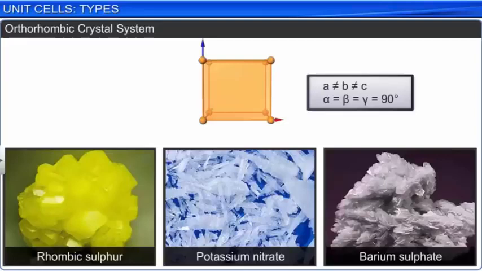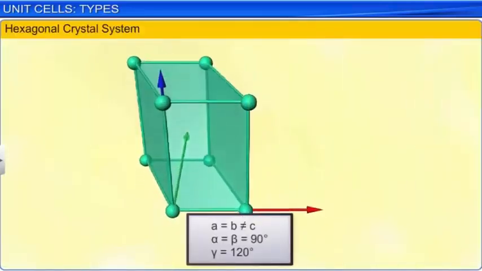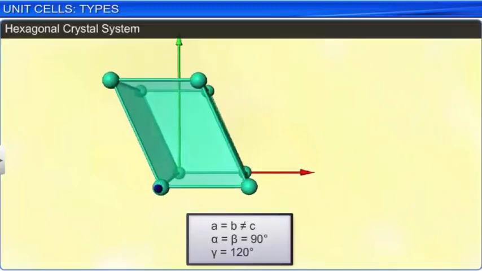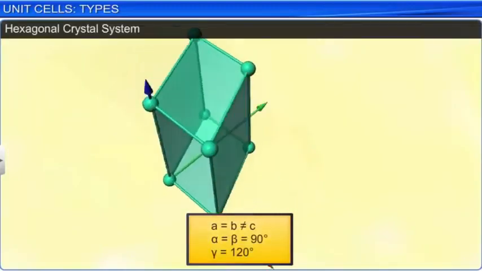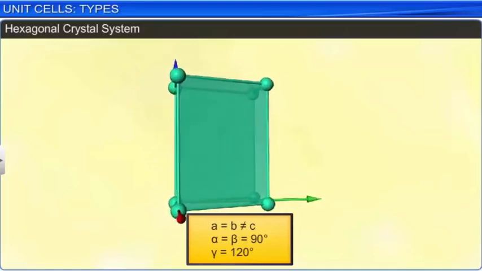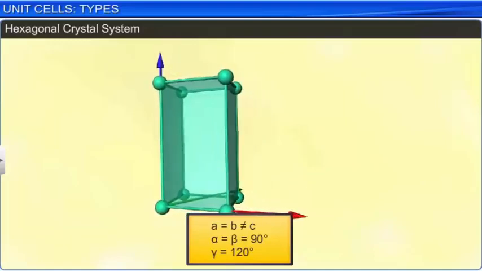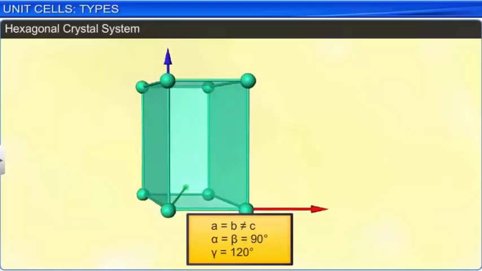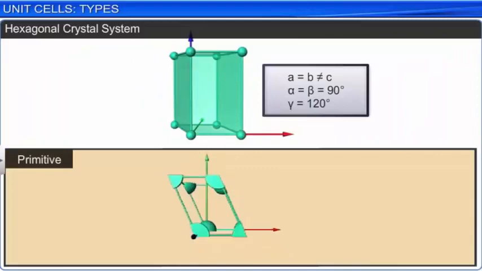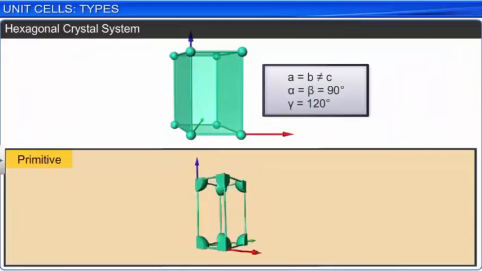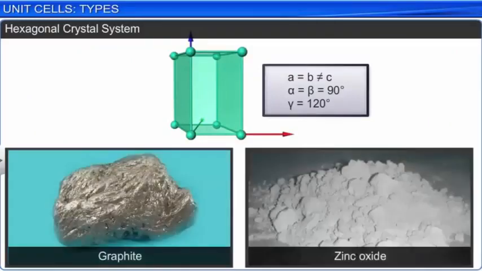In a hexagonal crystal system, two edges are of equal length. Two angles are of 90 degrees and one angle is of 120 degrees. The only possible lattice is primitive. For example, graphite and zinc oxide.